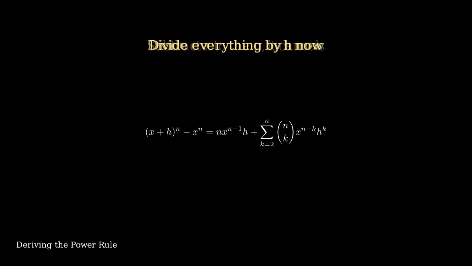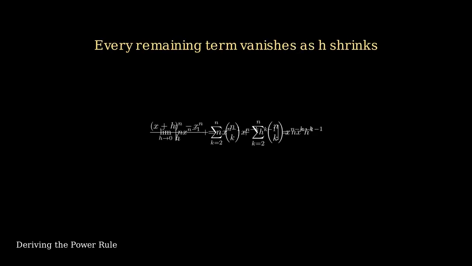Now divide by h, we get nx to the n minus 1 plus sum from k equals 2 to n, of the binomial coefficient n choose k, times x to the n minus k, times h to the k minus 1. Every term in that remaining sum still carries at least one positive power of h, since k minus 1 is at least 1. Take the limit as h goes to 0.